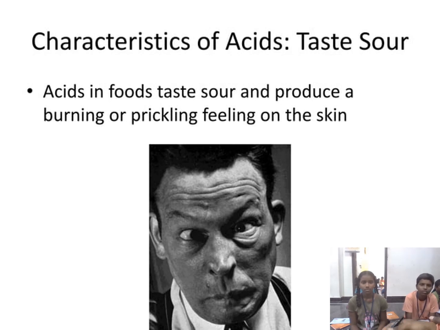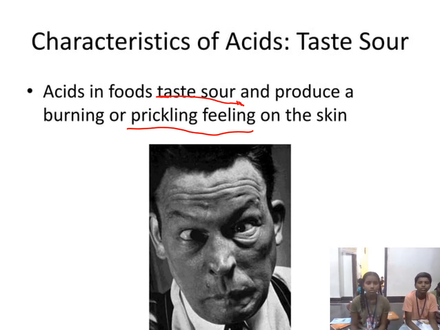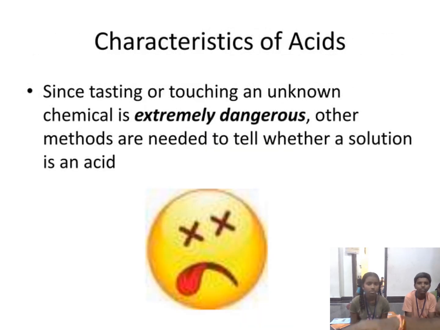Acids in food taste sour and produce a burning or prickling feeling on the skin. Right? When you eat a lemon, you will feel differently. And even when you eat tamarind, you will feel differently. So these are all acids which give a sour taste and a prickling feeling.